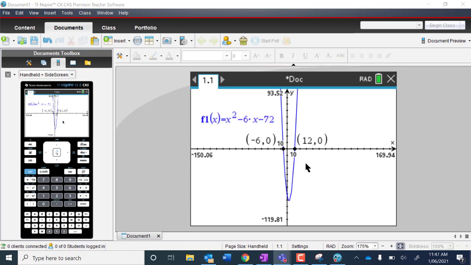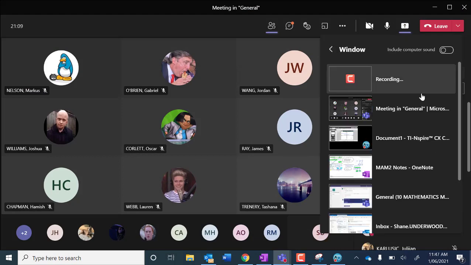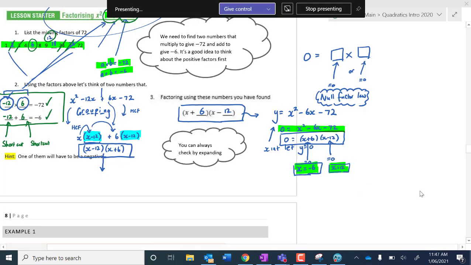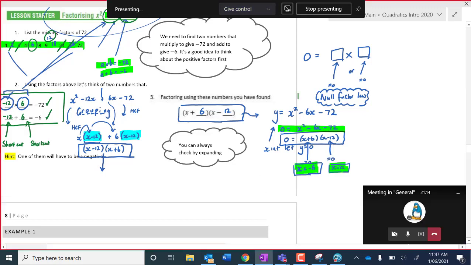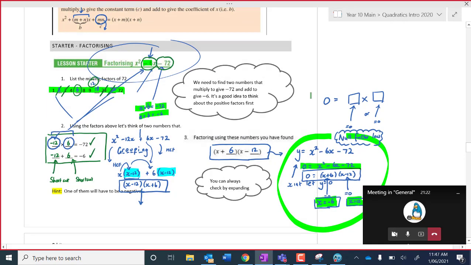So this is why we're doing this. We've used our calculator to find the x-intercepts of -6 and 12. And if I have a look at what we've just done, then there they are. We've just shown you right here. There's x equals -6, x equals 12. We have to factorize to find those intercepts.